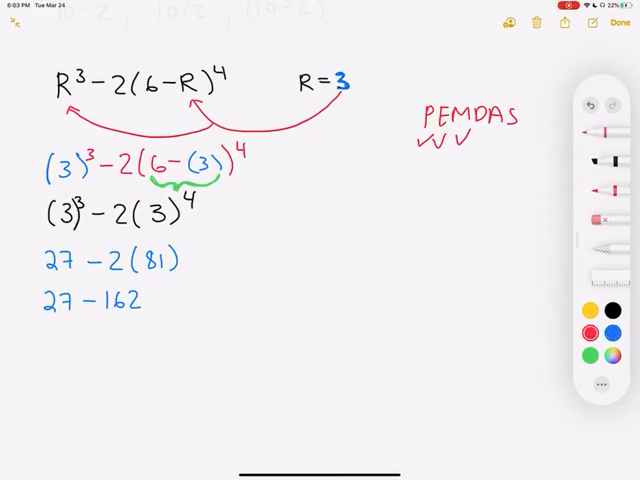The next step in PEMDAS is divisions, which I don't have any of, and additions, which I don't have any of, and now the last thing that I'm going to do is the subtraction. So I take 27 and subtract 162, and the result should be negative 135. So this is my result for evaluating this first expression that I have in here.